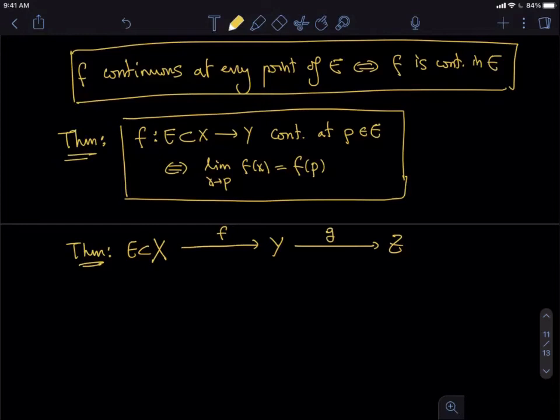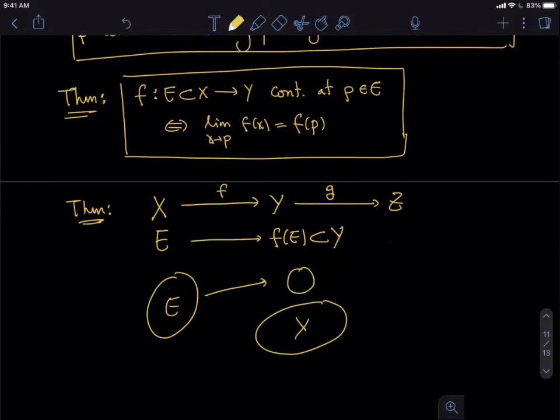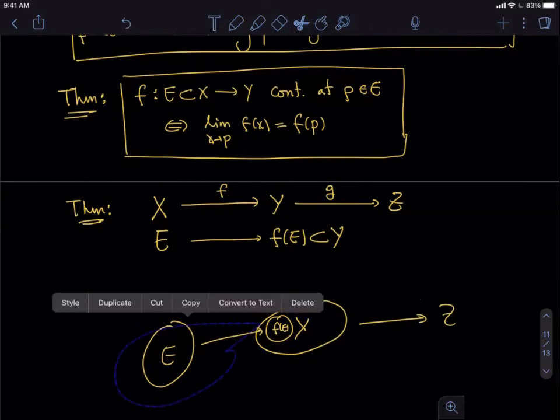Okay, and here, of course, we are going to want, let's write it like this. This is going to take E to some f of E, and that one needs to be in Y, otherwise it's not going to work. Just imagine if this is your E and it sends it here, but then you have your Y here, then there is no chance the composition is going to work. It needs to be that f of E is contained in Y, then it will work.